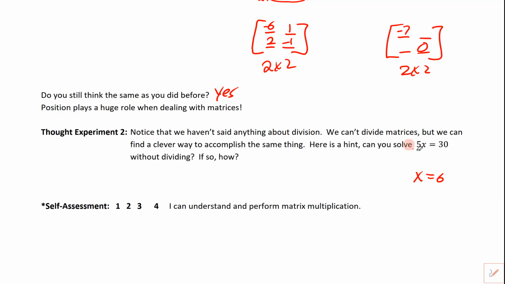So stop and think about it. How would we get rid of that multiplying by 5 without using division? There is a way to do it. If you can come up with that, that's pretty awesome. If not, we'll show you when we get there.